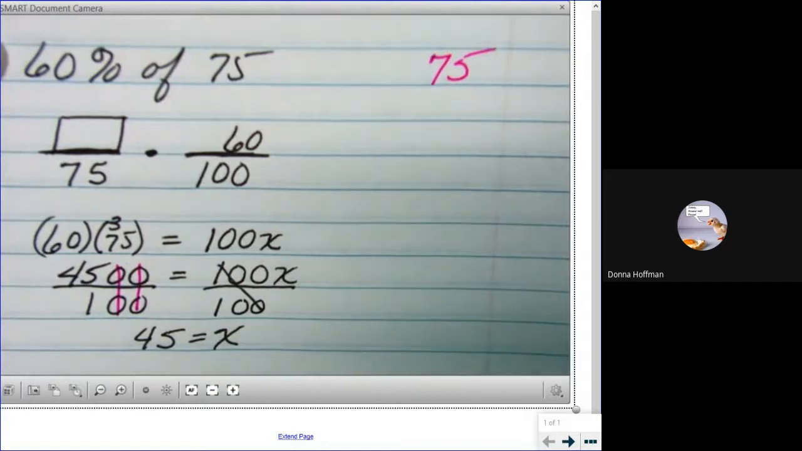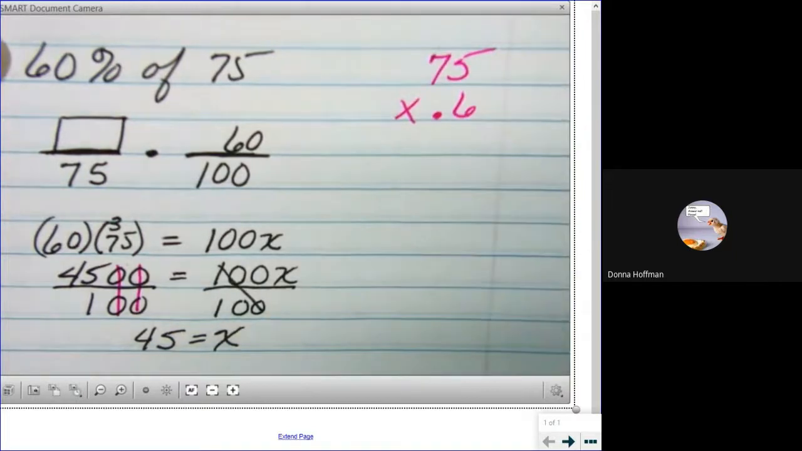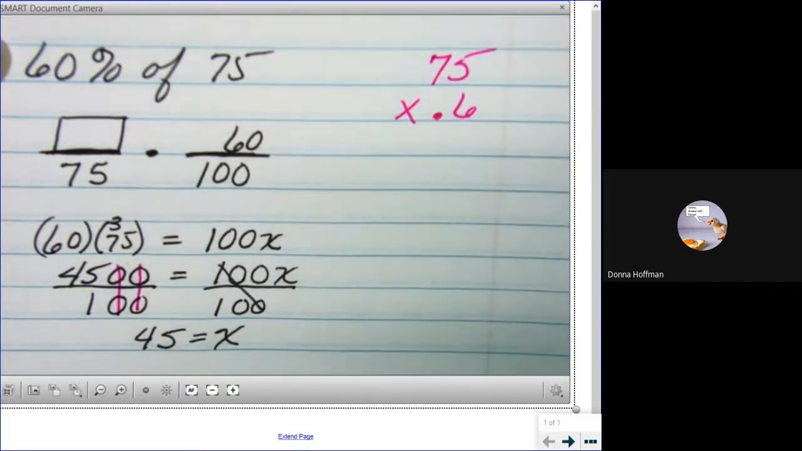60%, you can multiply it by that. But what you got to do is you got to put it back in decimal form. So if you're really good at that, why did I just put 0.6, Natalie? Because the 0 just falls off. I don't need it. I just don't need it, right?